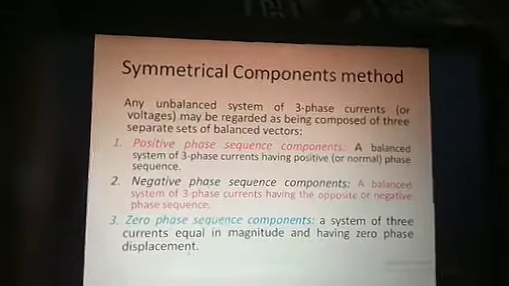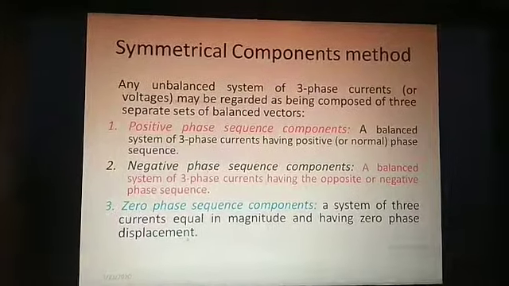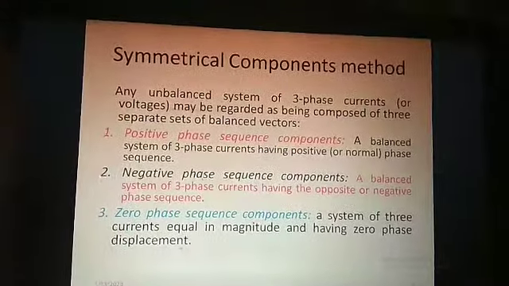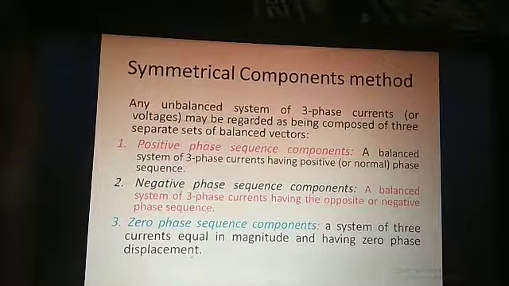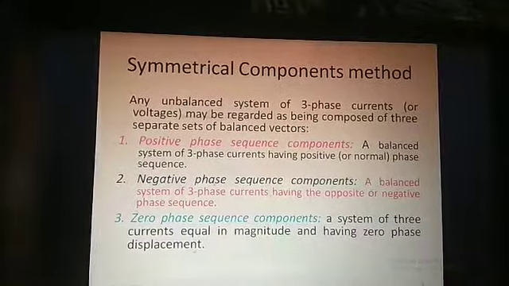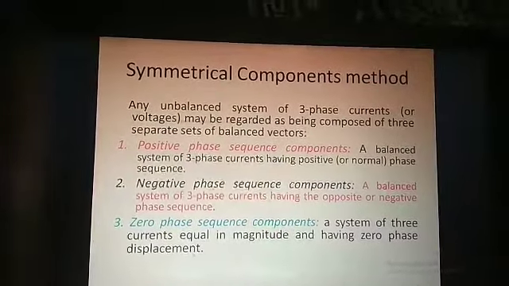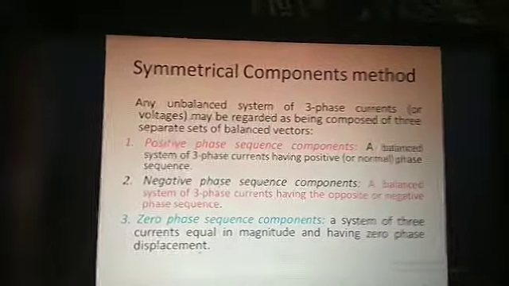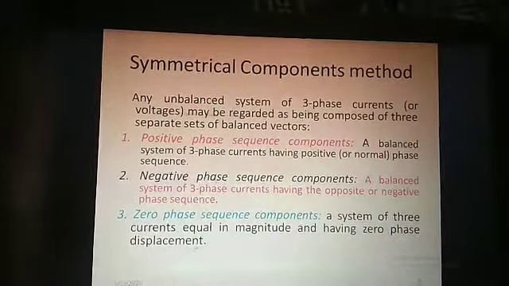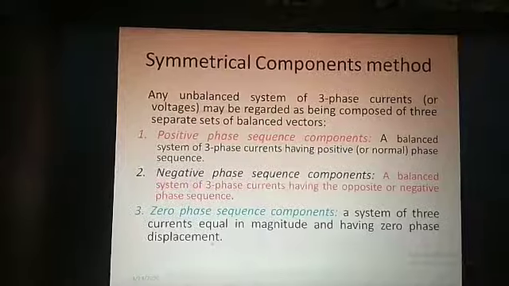Now number 2, negative phase sequence components. A balanced system of three currents having the opposite or negative phase sequence. The first one is positive, and for negative it is negative. Negative means the opposite. So if the currents have the opposite sequence, then it is called negative phase sequence. And the last one is the zero phase sequence components. A system of three currents equal in magnitude having zero phase displacement. That means there will be no displacement of the phases. In the first two cases the displacement was 120 degrees, but in this case there is no displacement. The displacement is zero, and the magnitudes of all three currents will be equal. That means for the zero phase sequence component, the phasors will be parallel.